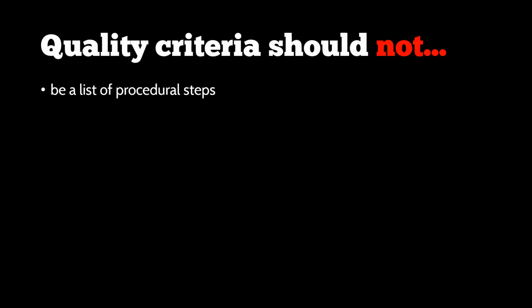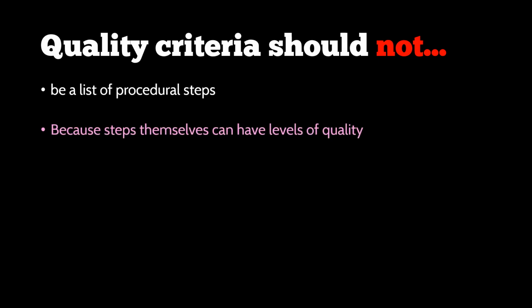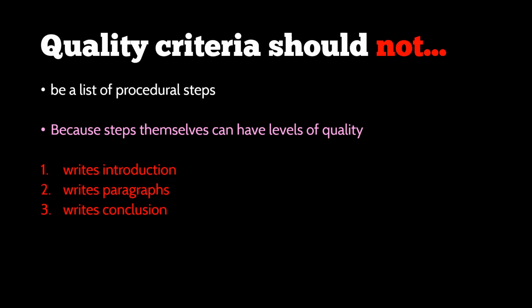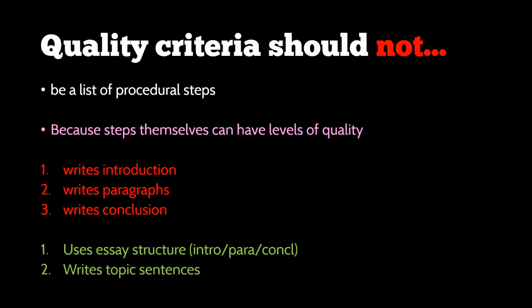Criteria should not be a list of procedural steps, and that's because each step themselves could have levels of quality. So for example, if you had a rubric with higher and higher levels of writing intro, writing paragraph, writing conclusion, all three of those things could be done to varying degrees of quality. So instead of having those three, which are just steps, you could have something along the lines of the lowest level being uses essay structure, so just includes those elements. And then we've found that it's harder for students to write topic sentences for each of their paragraphs, and then even harder than that is writing good linking sentences, and this is assuming that you're using a TEEL structure for essay writing.